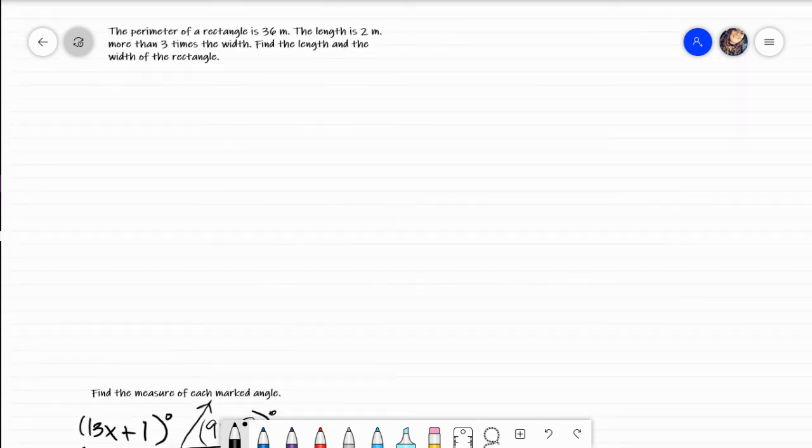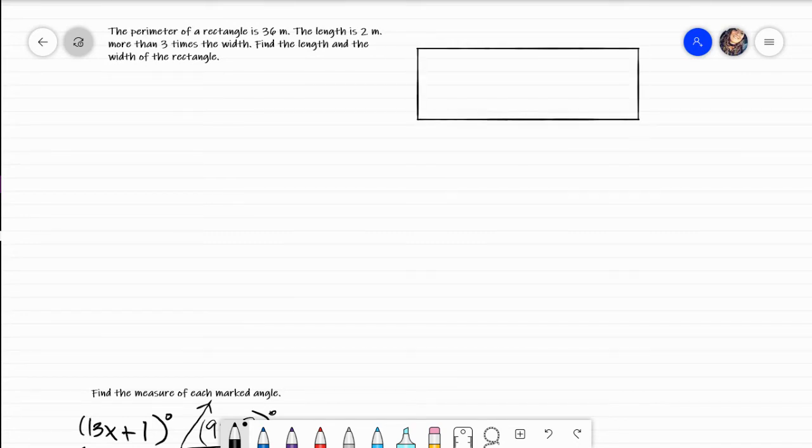The perimeter of a rectangle is 36 meters. The length is 2 meters more than 3 times the width. First, let me go ahead and draw my rectangle. In your homework, you will have a rectangle, and in your exam, there will be a rectangle, okay? It's just with my copying and pasting, I didn't have one. So it says the perimeter is going to be 36 meters. I learned that the perimeter is also going to be the sum of all of the sides, correct? So if it's telling me that the perimeter is 36 meters, this lets me know that in my equation, I'm going to have equal 36, right?